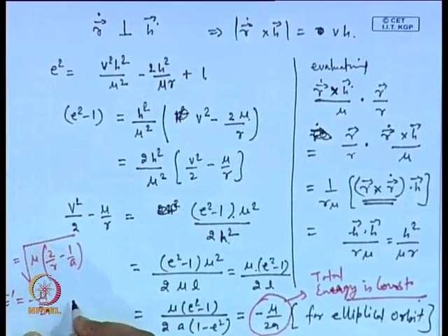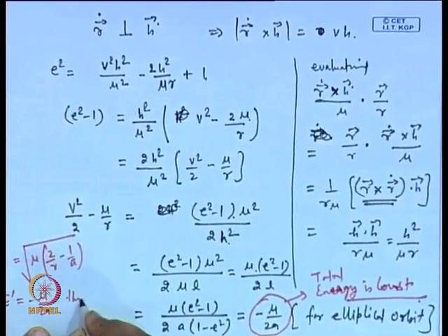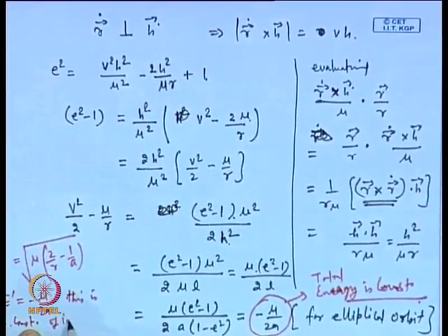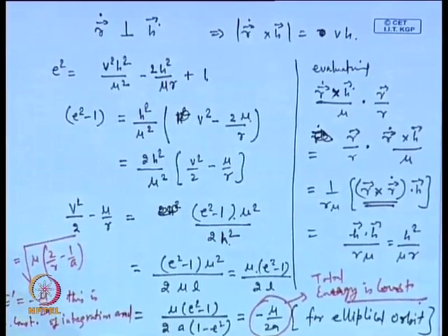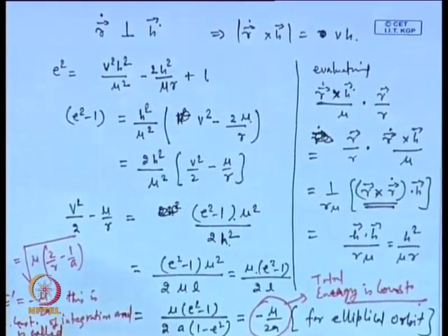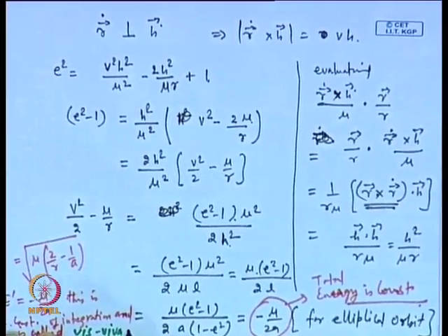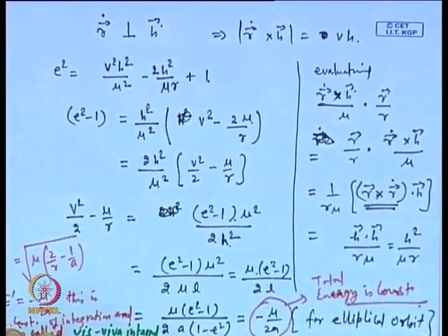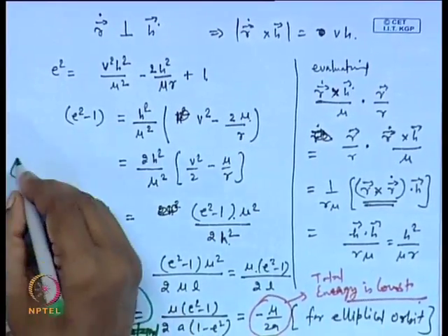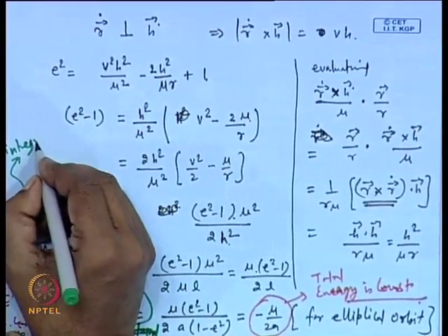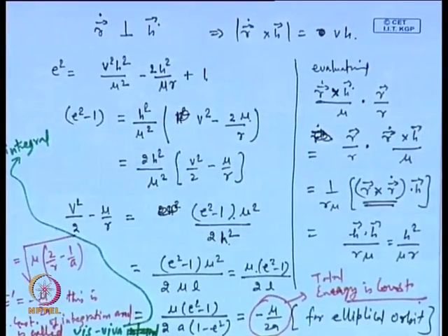This is also called a constant of integration and is called the Weiss-Weiber integral. This is the Weiss-Weiber integral.